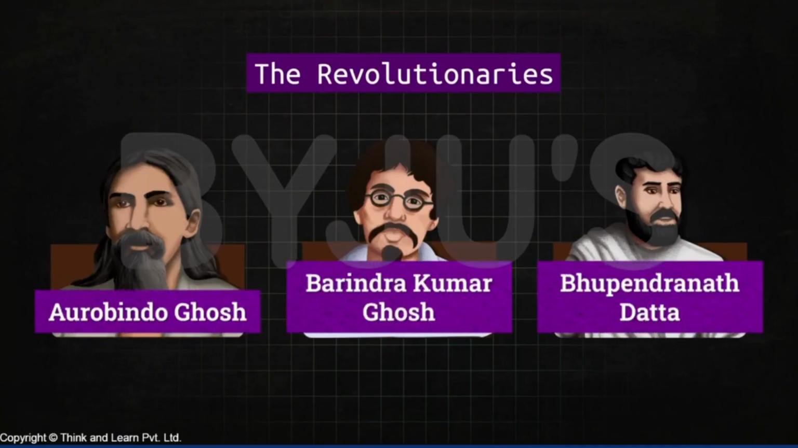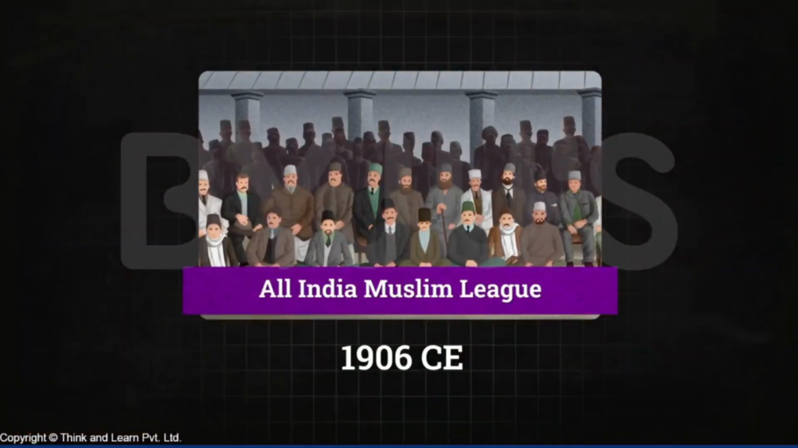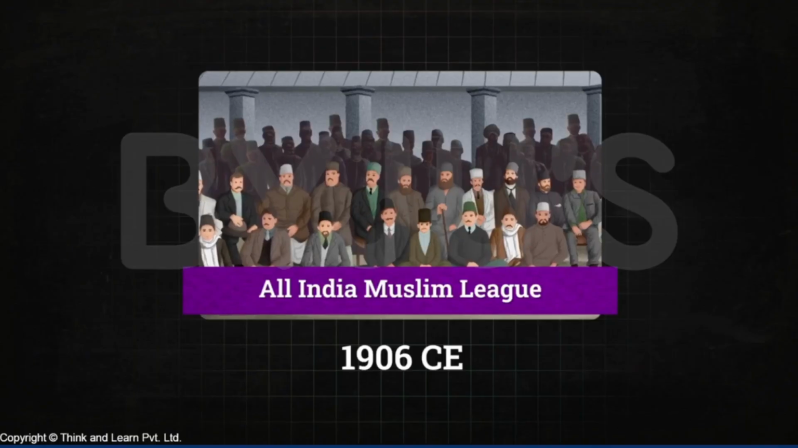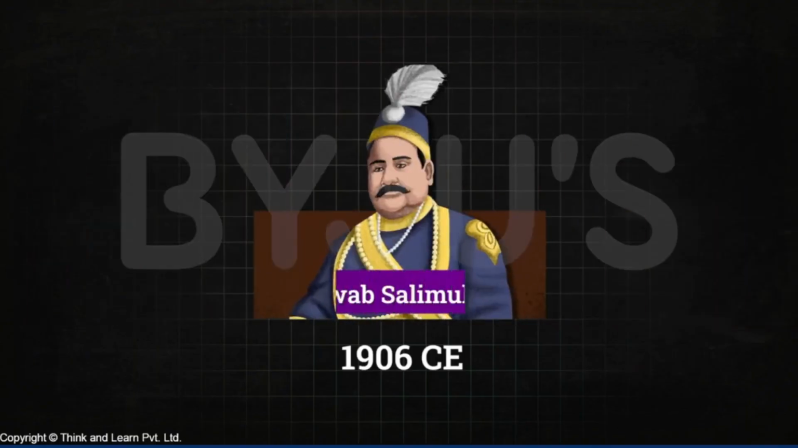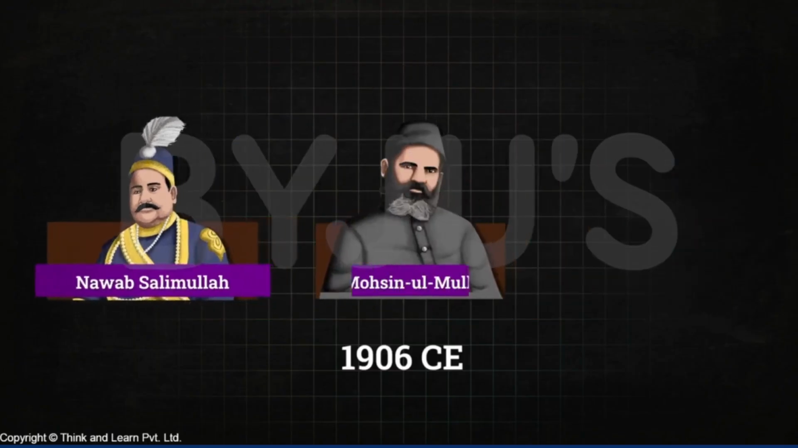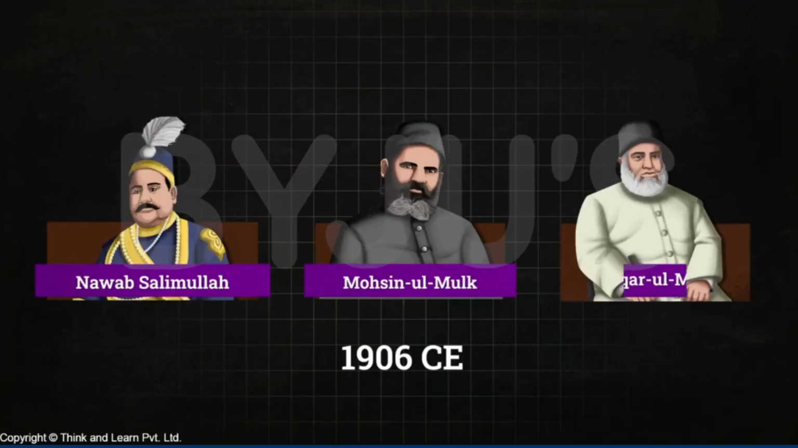The revolutionaries believed in the use of violence to overthrow the British rule. Bengal, Maharashtra, Punjab, and parts of South India became the centers of such activities. Meanwhile, most of the upper and middle class Muslims of East Bengal supported partition as it enabled them to gain majority representation. To this end, in 1906, they formed the All India Muslim League under the initial leadership of Nawab Salimullah of Dhaka, along with Nawabs Mohsinul Mulk and Waqarul Mulk, and demanded separate electorates.